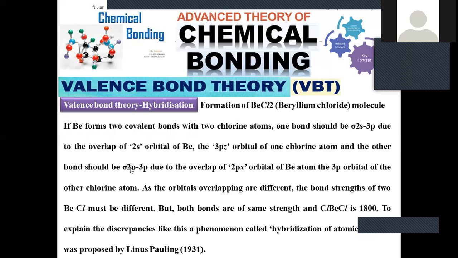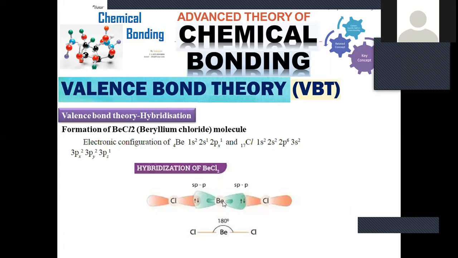Here in the sigma bond formation, the 2p orbital of beryllium and the 3p orbital of chlorine are participating in the mutual sharing of electrons. As the orbital overlap is different, the bond strength of beryllium chloride must be different, but both the bonds have equal strength. Actually, what we are observing here is beryllium with an s orbital and beryllium with a p orbital participating in bond formation. What happens? A different strength of bond should be generated.